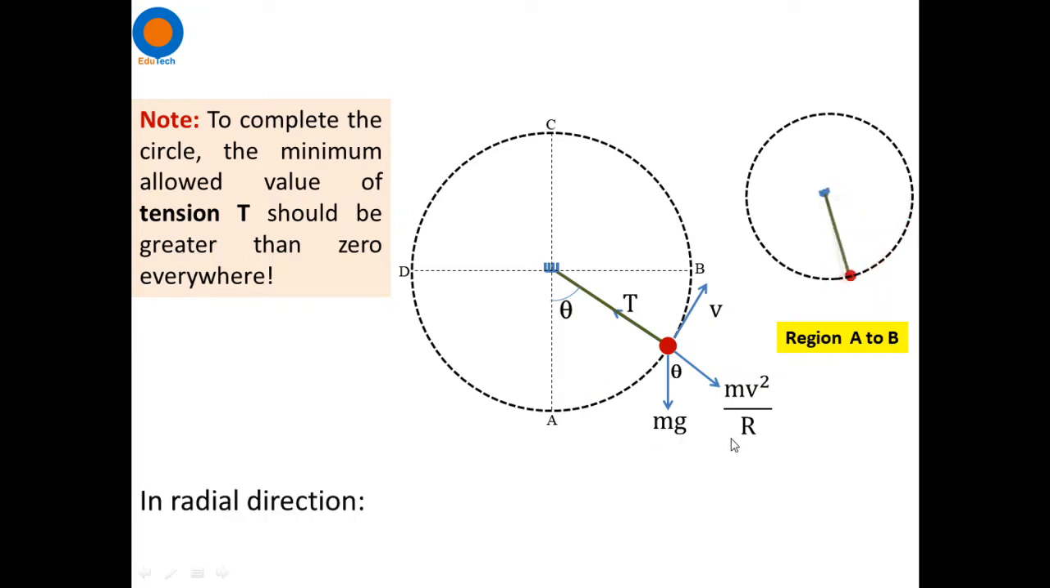In radial direction, what is the force balance equation? Tension T is being balanced by this mv square by r plus the component of mg along the radial direction. These theta are the corresponding angles, therefore equal, means T is being balanced by mv square by r plus mg cos theta. T is equal to mv square by r plus mg cos theta.